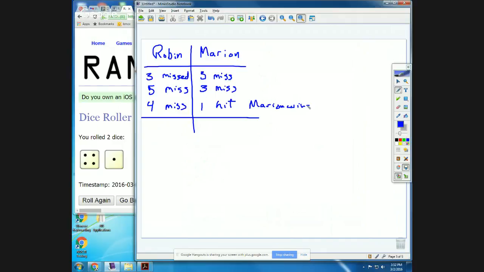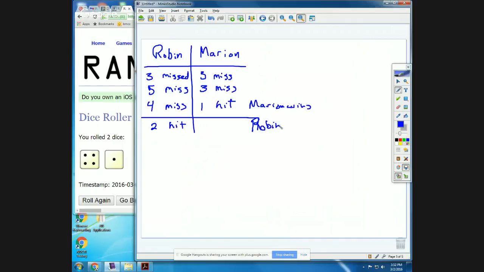So what's the information I need from this? Well, I need to know that it took 1, 2, 3, 4, 5, 6 turns before somebody finally won. One hit counts as a win. So this round is done. Marion just won. Well, what if Robin hit right on the first one? Yeah, so it can happen different ways. So suppose I roll again and Robin gets a 2. That's a hit. Marion doesn't even get a chance to go, and then Robin wins.